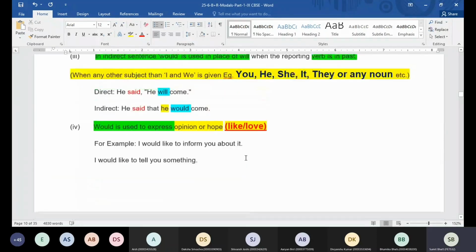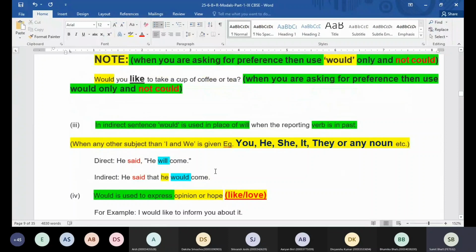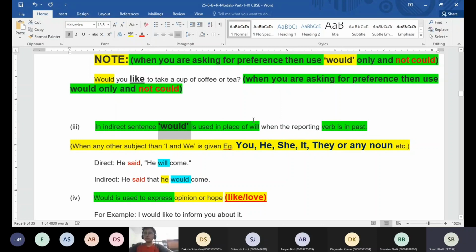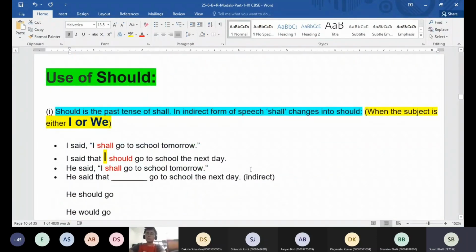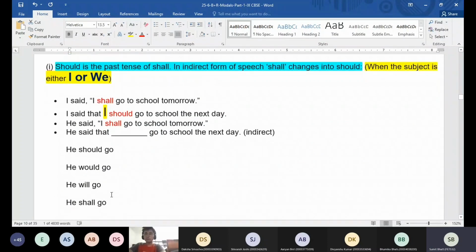What was mentioned here, everyone, when you are doing direct into indirect? If you get you, he, she, it, they, or any noun, which word are we going to use? If you have to choose between would or should, which word are we going to use? Would is going to be there. Now we have this sentence: he said that he dash go to school the next day. Should go, would go, will go, shall go. So which one is the right answer? He would go. This one is going to be right.